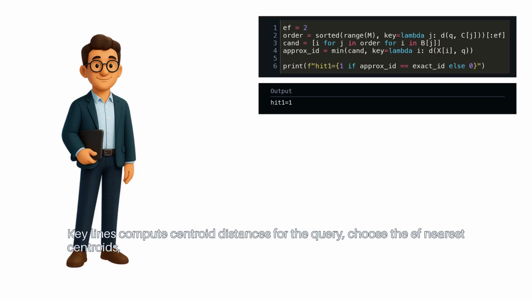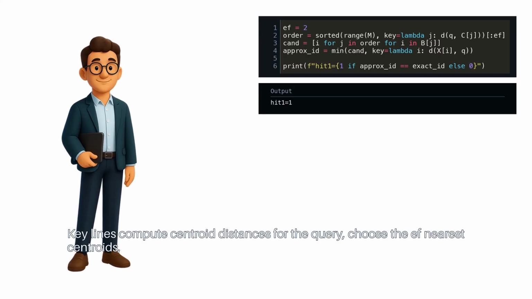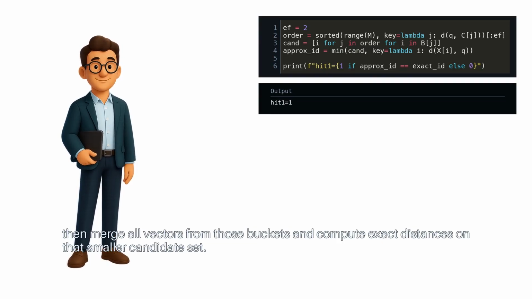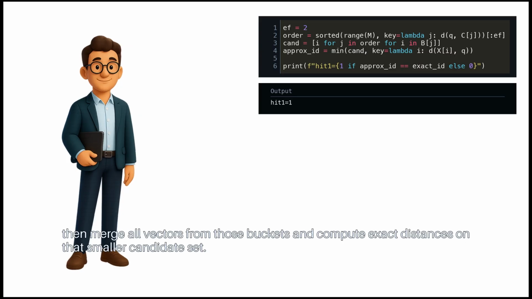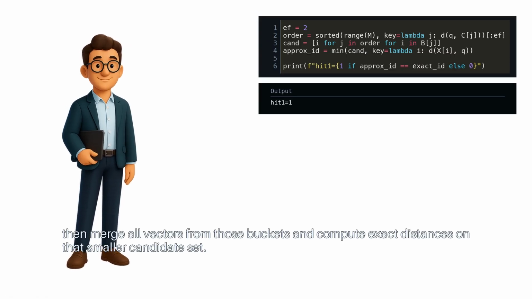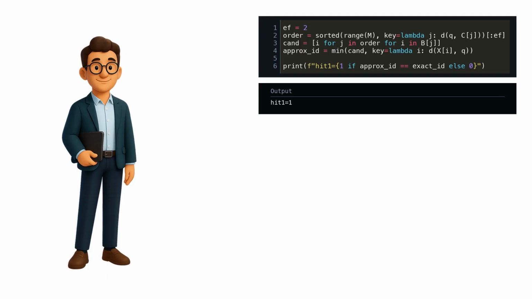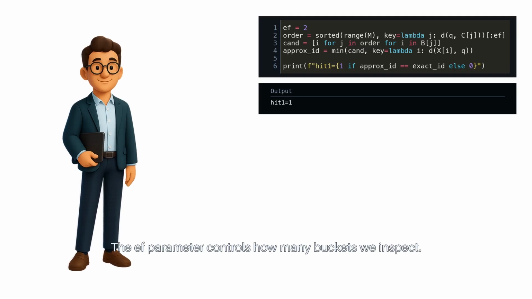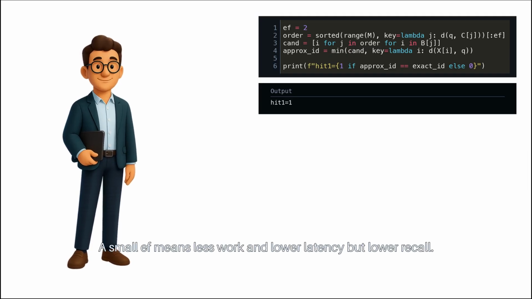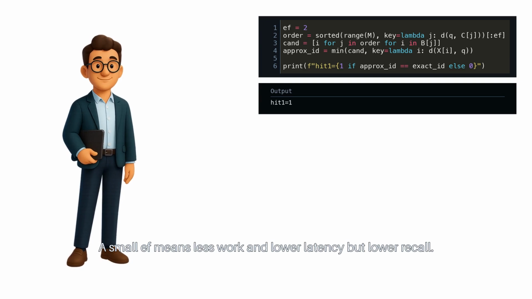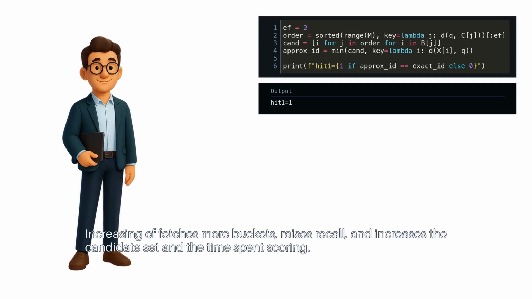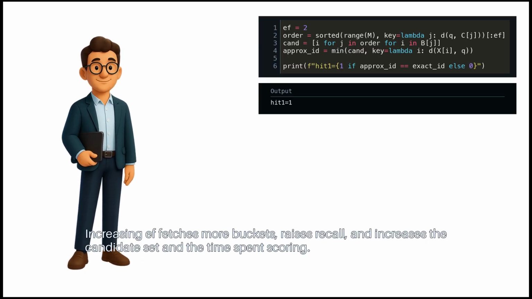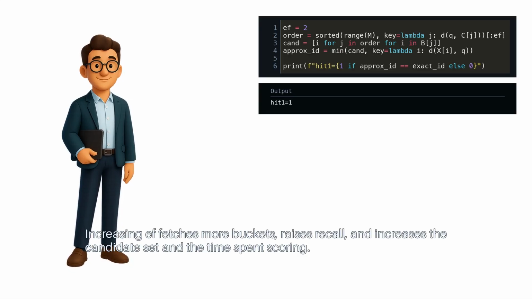Key lines compute centroid distances for the query. Choose the EF nearest centroids, then merge all vectors from those buckets and compute exact distances on that smaller candidate set. The EF parameter controls how many buckets we inspect. A small EF means less work and lower latency, but lower recall. Increasing EF fetches more buckets, raises recall, and increases the candidate set and the time spent scoring.